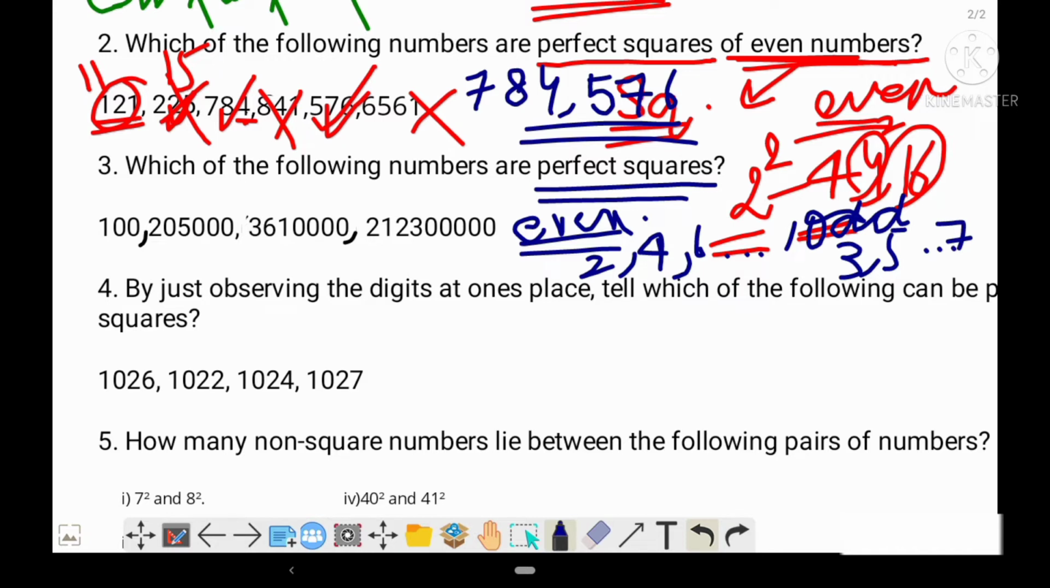They are not a perfect square. They can be a perfect cube, but we will discuss it in chapter 2. Here we have to discuss squares, so it cannot be a perfect square.